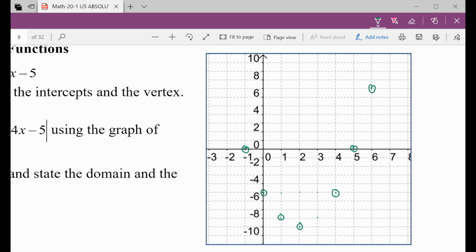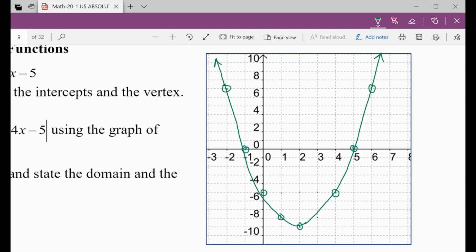Now, we can do this line from symmetry. And now we just rely on trying to draw this parabola as neatly as we can. And that is not too terrible. That is not too terrible at all.